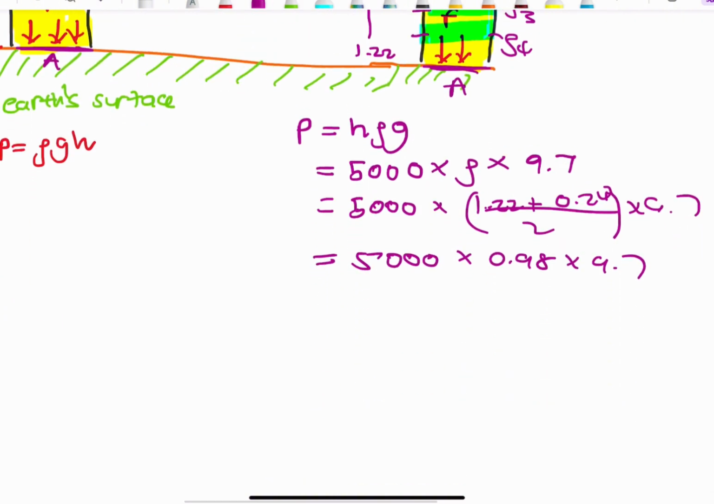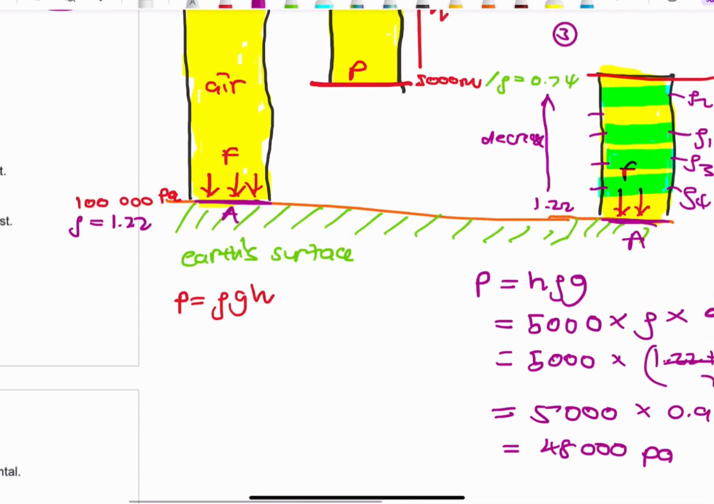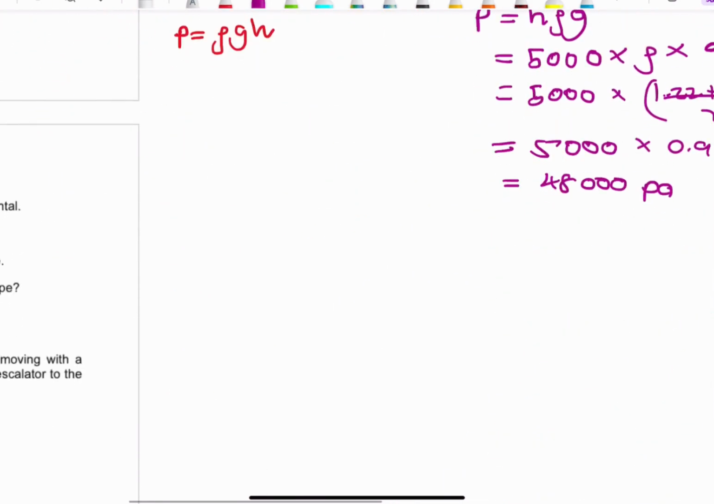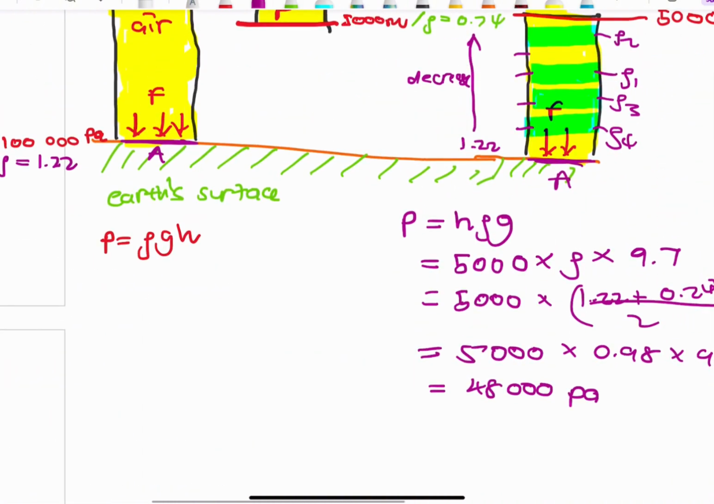So this is going to give me an answer of approximately 48,000 pascals. So if this portion is going to cause 48,000 pascals, and the ground is going to cause 100,000 pascals, then the pressure at 5,000 is going to be what? 100,000, subtract 48,000. That's going to give you what?